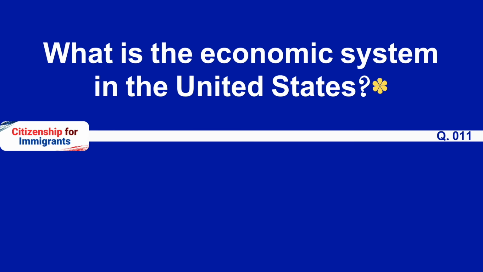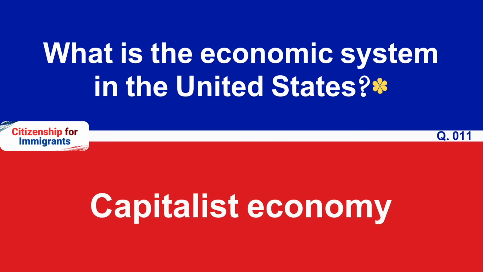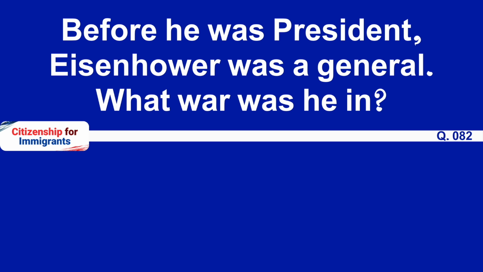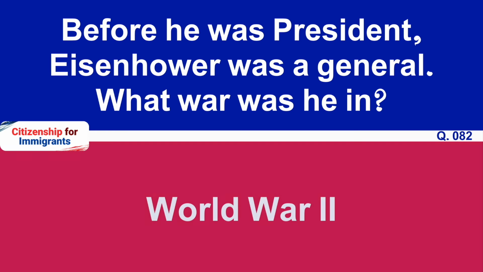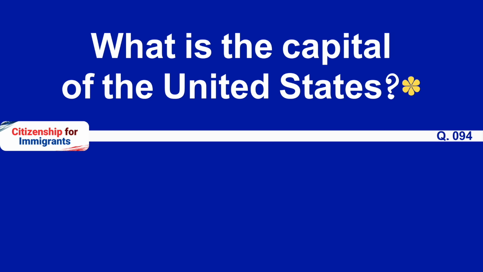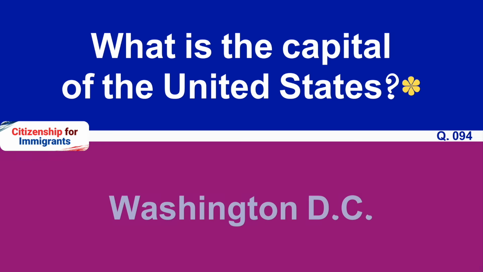What is the economic system in the United States? Capitalist economy. Before he was president, Eisenhower was a general. What war was he in? World War II. What is the capital of the United States? Washington, D.C.